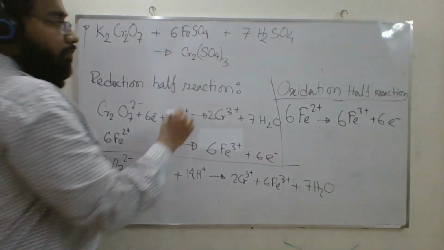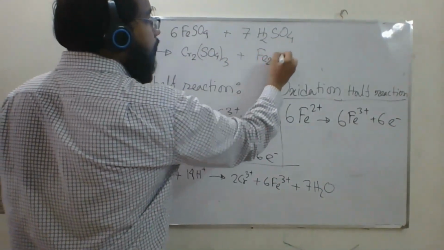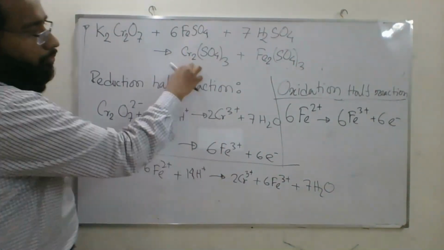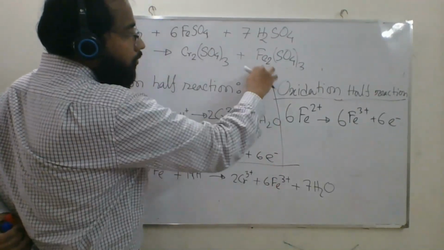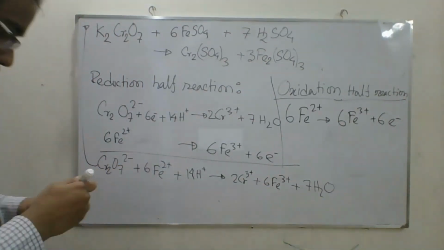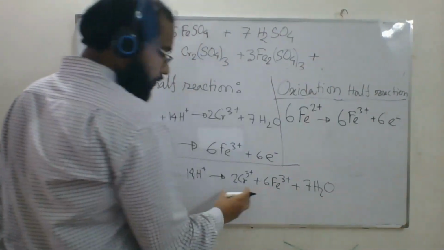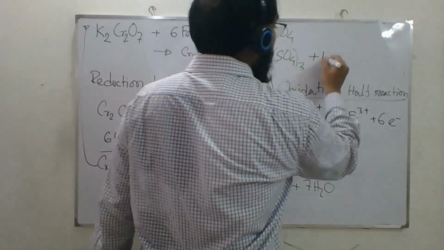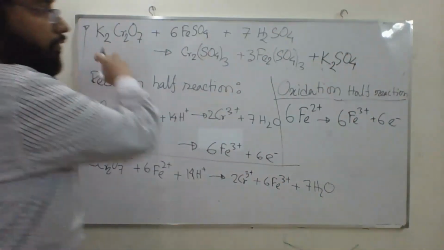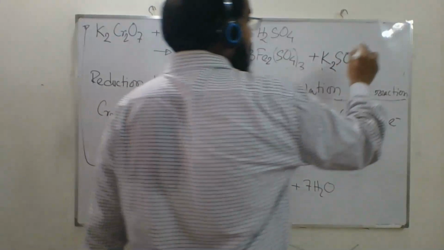Okay, plus Fe2(SO4)3. So there are 2 chromium, but here there are 2 iron, so it should be 3. 3 into 2, 6. 6 remains the same. Okay, then you have this potassium, then K2SO4. So K2SO4 plus we have 7H2O. Just write 7H2O.